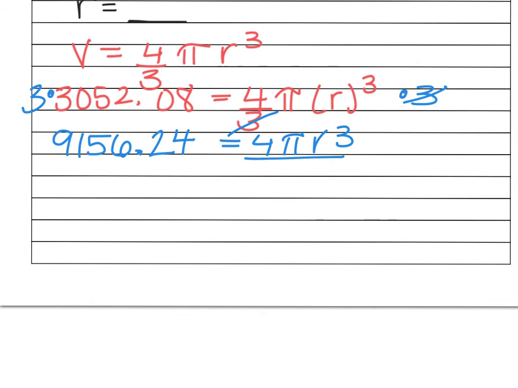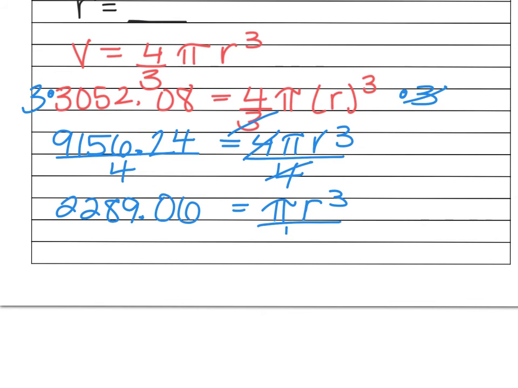Now I'm going to divide both sides by 4, and these will go away, and I'll get 2289.06 equaling pi r to the third. And then I can divide both sides by pi. And you can either use 3.14 or the pi button in your calculator, and you would get 728.6 equaling r to the third. And I'm going to round this to 729.